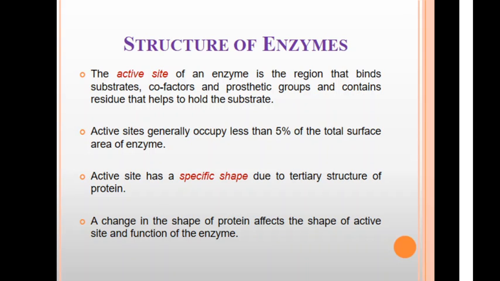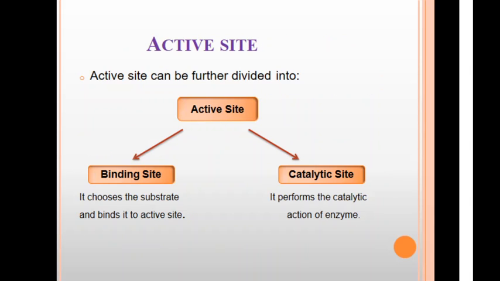In addition, this active site is said to have a specific shape, and that shape is given to the active site by means of the tertiary structure of the protein. So in case there is a problem in the sequence of the protein, and in case there is a change in the structure of the protein, then the active site will not be functional. So the enzyme itself becomes a non-functional molecule. So much is the importance of an active site to the function of an enzyme.